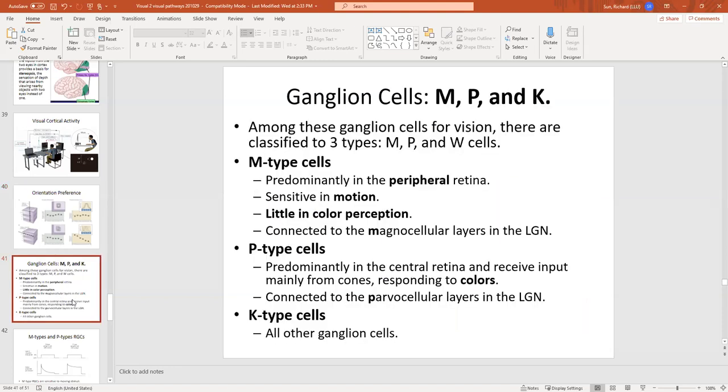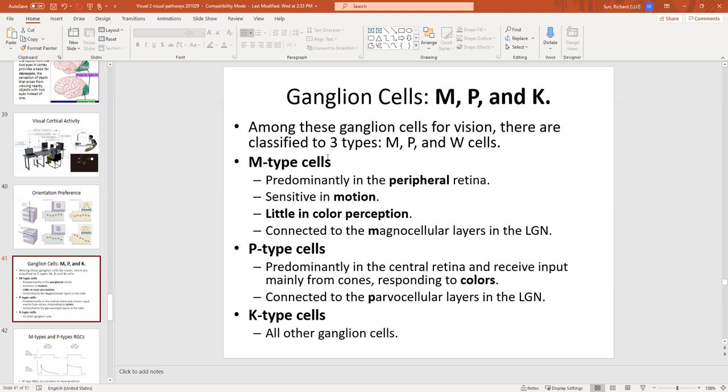It turns out that our retinal ganglion cells, even though in the beginning we said that 1% are melanopsin retinal ganglion cells, 99% get the signal from the photoreceptors. However, these 99% of ganglion cells are not all the same. There are three major types of retinal ganglion cells: M-type, P-type, and K-type. The major ones are the M-type and the P-type. K-type is a recently observed one. So what are these three types of retinal ganglion cells?